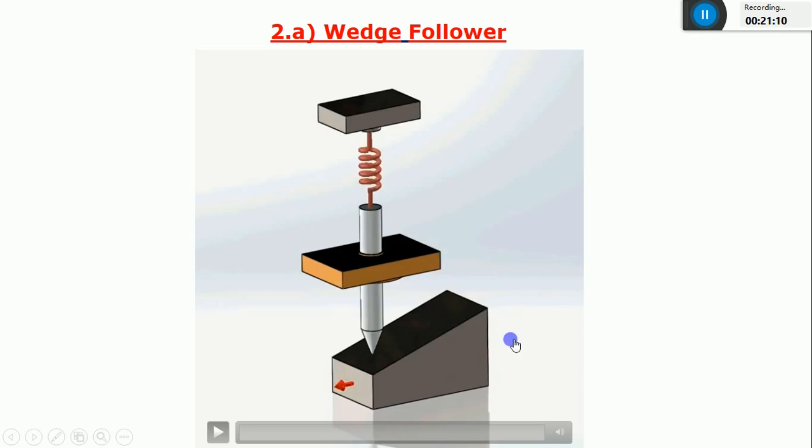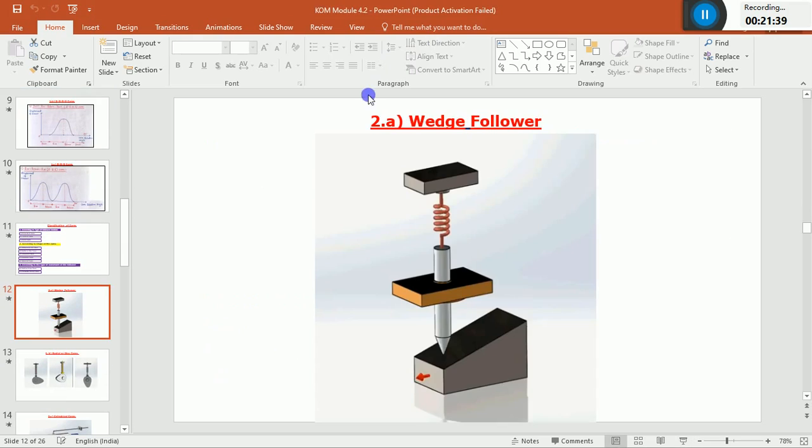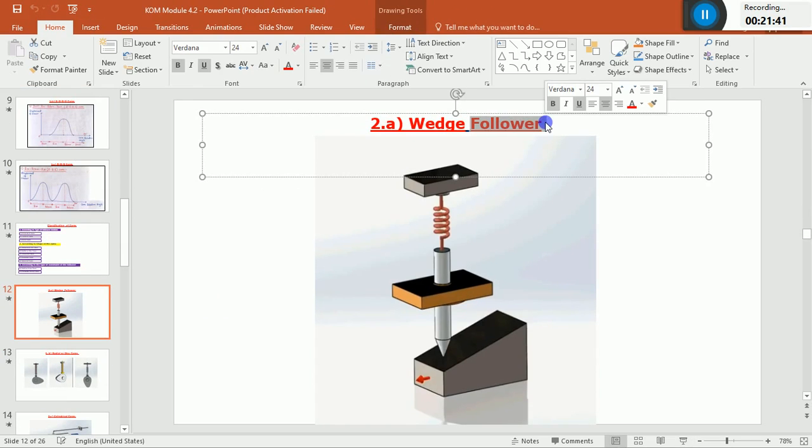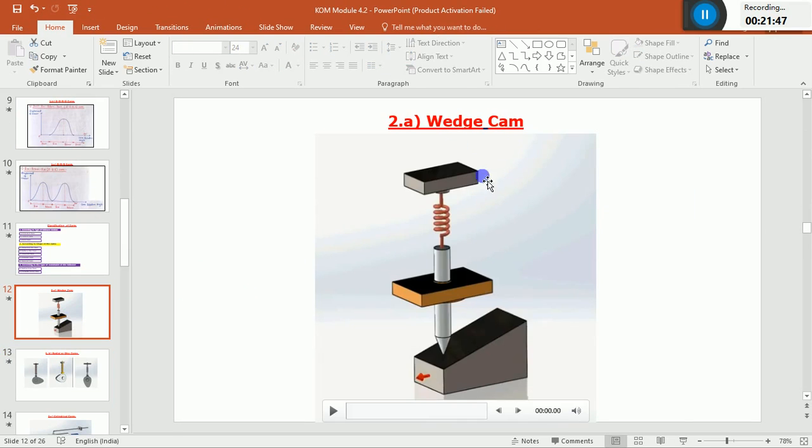You can observe that you should concentrate only on the shape of the cam, not the follower. In the previous class, we classified the followers based on whether it is a knife edge, a roller type, or a spherical face, based on the shape of the follower. But in this case, I'm going to consider the shape of the cam. Just make it a wedge cam. Just a minor correction. So this is a wedge cam.